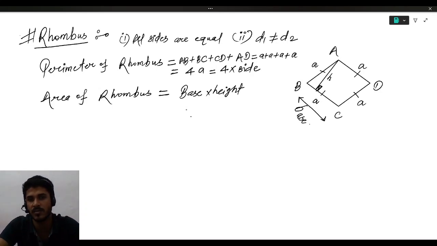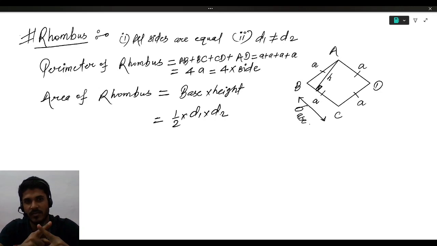So this is the first formula, and we have got a second formula, which is half into product of diagonals, d1 into d2. d1 and d2 are the two diagonals of this rhombus, which will be intersecting at 90 degrees. The angle formed between both the diagonals is 90 degrees, and they will bisect each other also. Diagonals are not equal in length, but they will bisect one another.